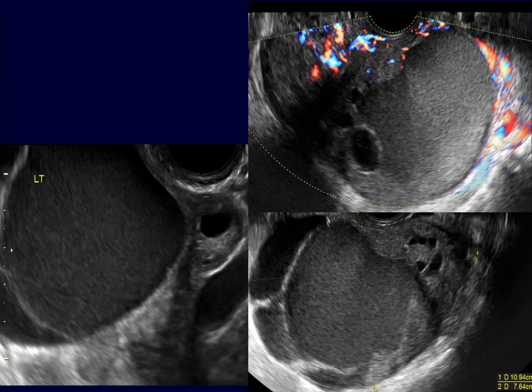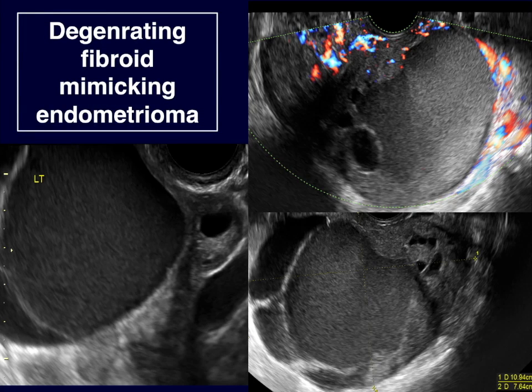Now, here's one that looks very much like an endometrioma. In fact, we thought it was an endometrioma, and it went to the operating room, and it turned out to be a degenerating fibroid. So they can really mimic other pathologies, so you have to be aware of that. Of course, here was an ovary, which could have tipped us off to the fact that this was probably part of the uterus, but difficult to tell.